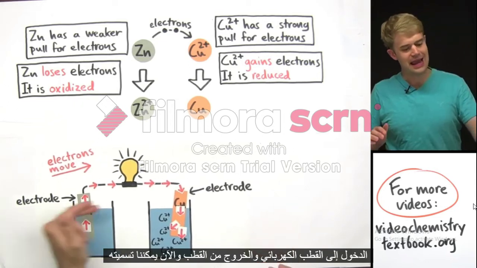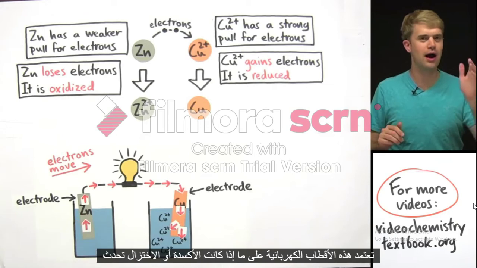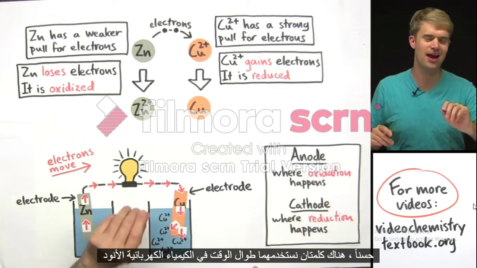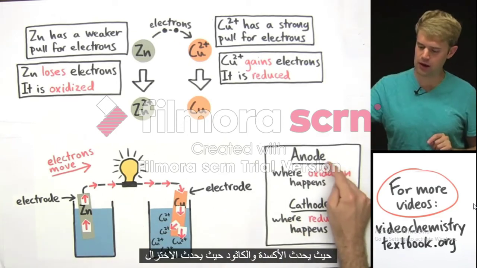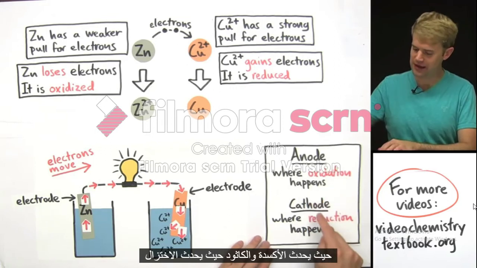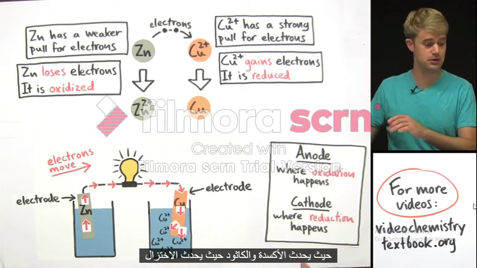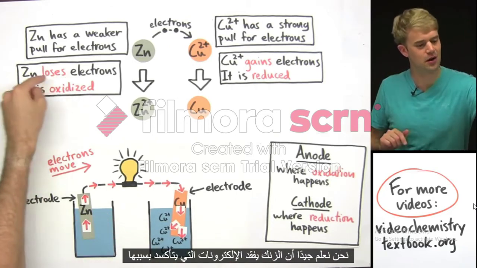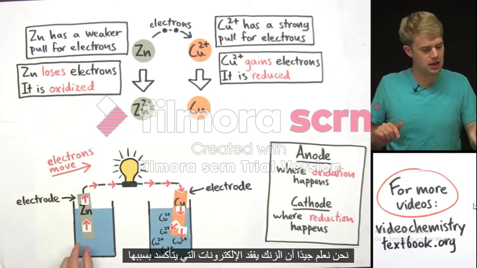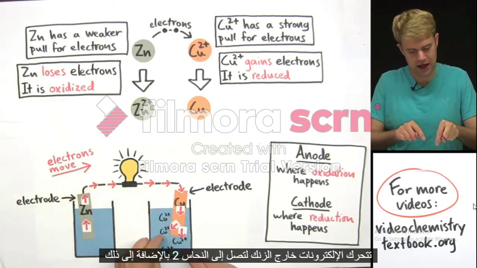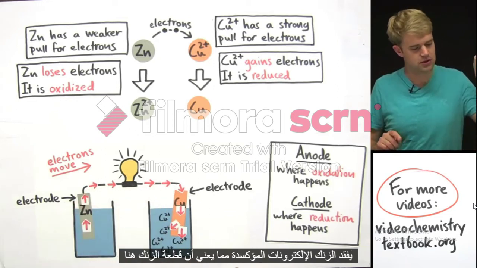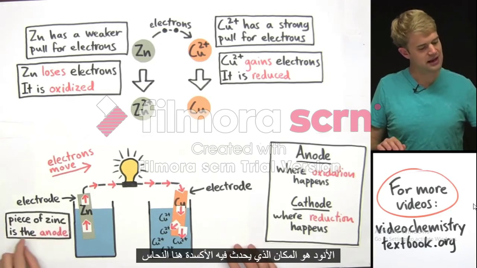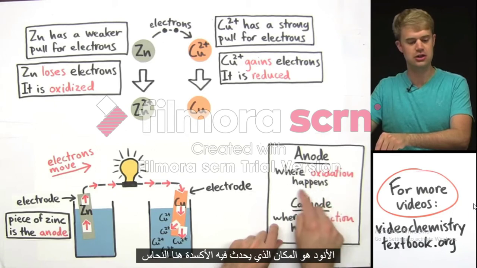And now we can name these electrodes based on whether oxidation or reduction is happening there. Okay, here are two words that we use all the time in electrochemistry. The anode is where oxidation happens, and the cathode is where reduction happens. So let's look at what's going on here. Okay, we got zinc. What's going on with the zinc? Well, we know that zinc is losing electrons. It's being oxidized because the electrons are moving out of the zinc to get over here to the Cu2+. So the zinc is losing electrons, it's oxidized, which means that the piece of zinc here is the anode, the place where oxidation is happening.